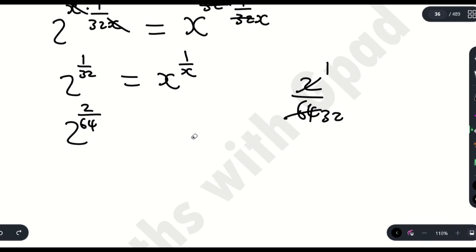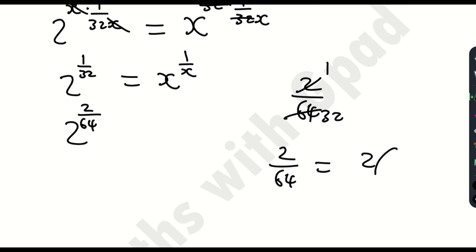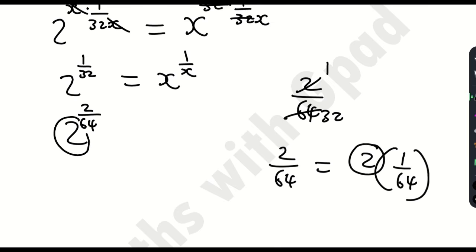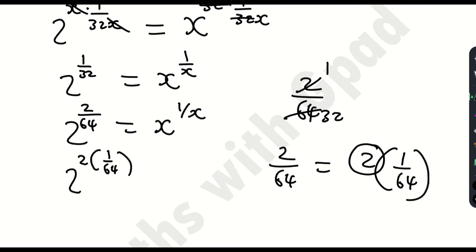Okay? Now, do you know that 2 over 64 can be written like this? 2 bracket 1 over 64. Of course, when you multiply 2 by 1 over 64, you get 2 over 64. Why am I doing this? Because I want to apply this 2 to the base of 2 here. Now watch what I'm going to do. I'm going to write x raised to the power 1 over x. This is 2 raised to the power 2 bracket 1 over 64, like I explained earlier, is equal to x raised to the power 1 over x.